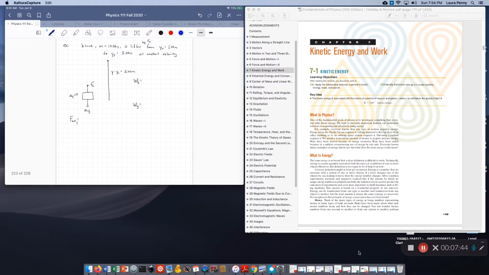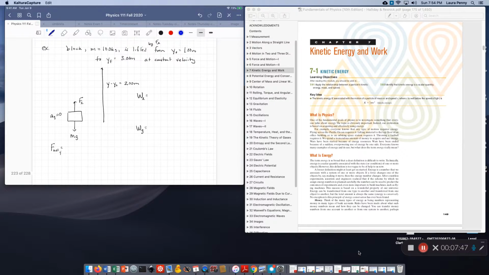All right, let me do something more specific with gravity. I think we do have a problem that I assigned where something gets lifted up off the ground, but I didn't figure out which problem that was before I made these notes. So let's say we have a block with a mass of 10 kilograms and we lift it up by some lifting force, F sub L. We lift it from an initial height of 1 meter to a final height of 3 meters above the ground, and we do it at constant velocity.